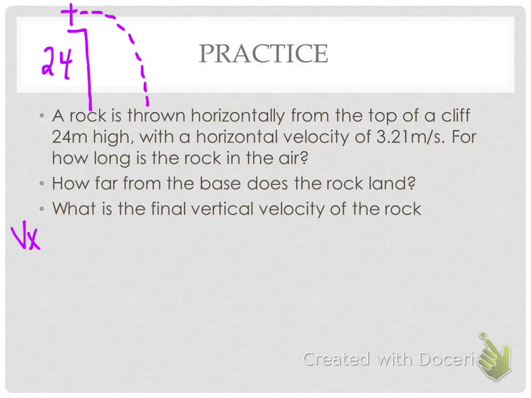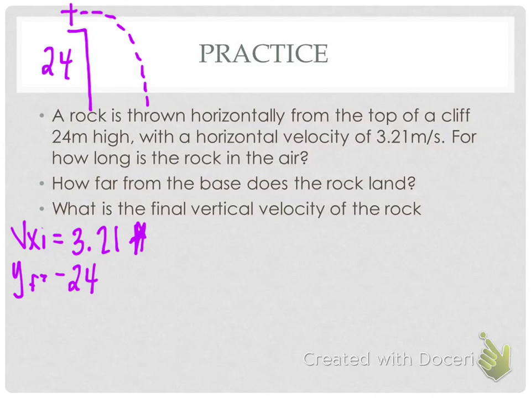Good. Vx, right? And we can call it initial or final. It doesn't matter. And what is that equal to? 3.21. Perfect. Okay. What else does this tell us specifically? The Y final. Tell me what y final is. Negative 24. Okay. Good.